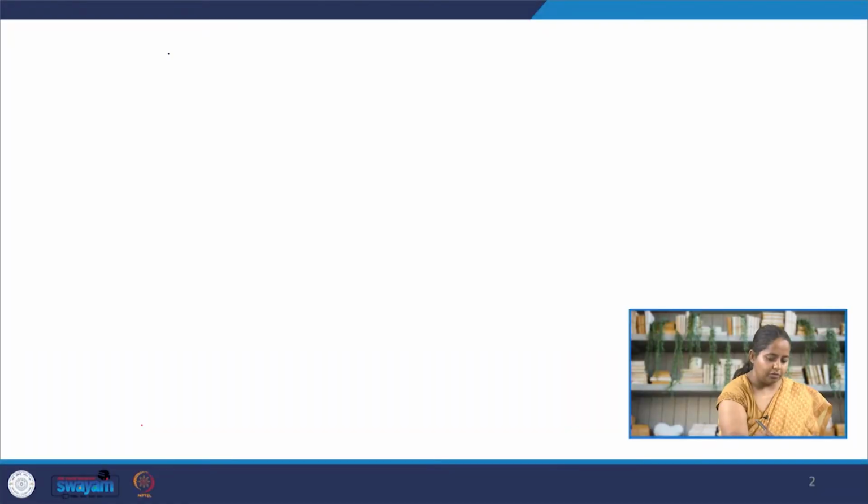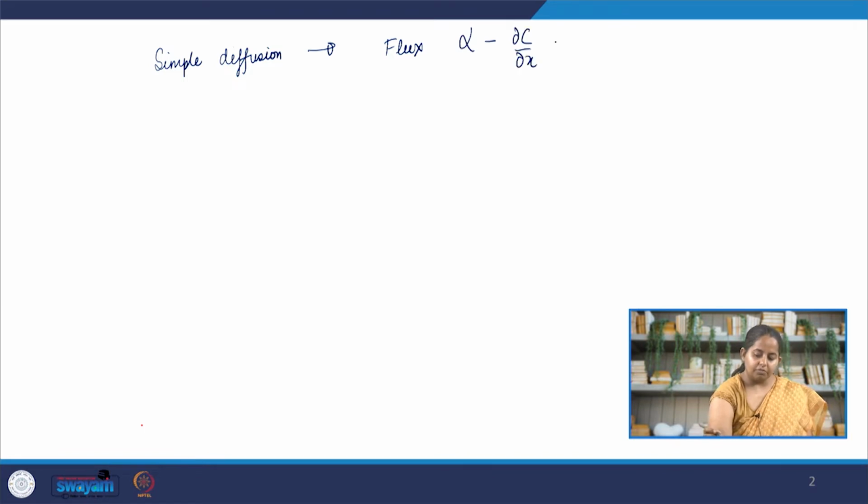We'll start with diffusion. Simple diffusion at steady state, we already know, follows Fick's first law, which is something we have used both in the case of contaminant transport in air and in groundwater. The flux is proportional to the negative gradient of the concentration. Basically, the flow of contaminant is happening from higher concentration to lower. This is what we have already seen.